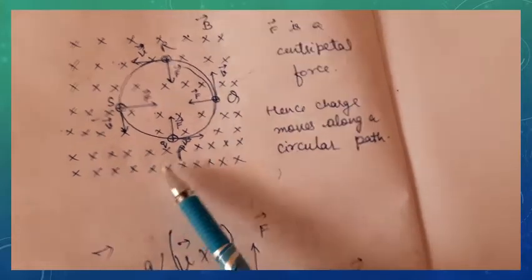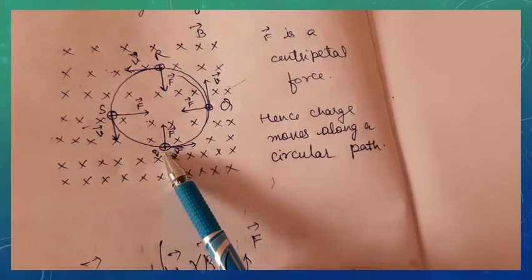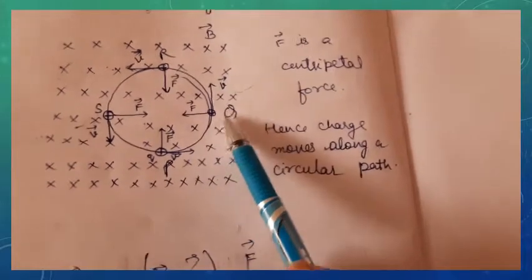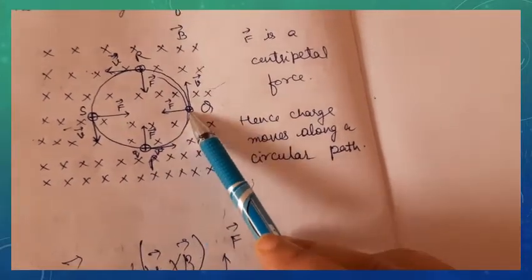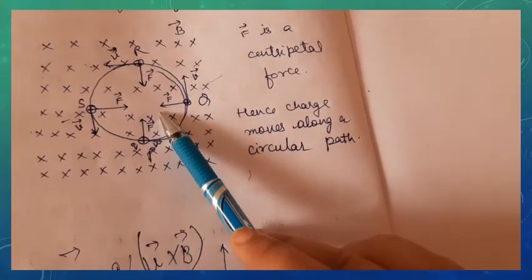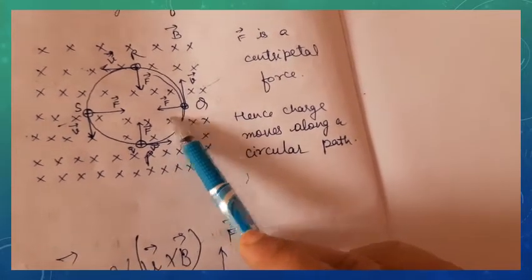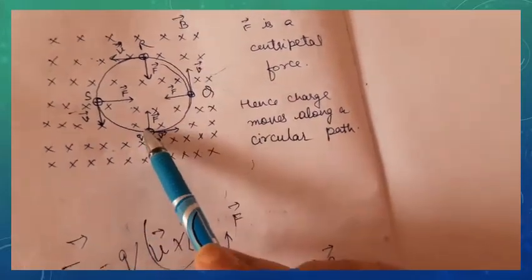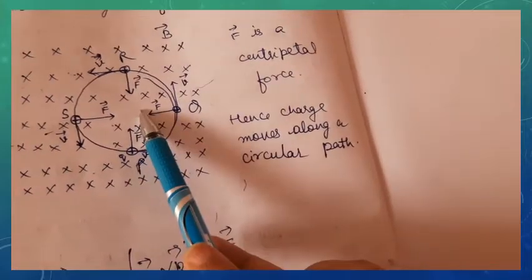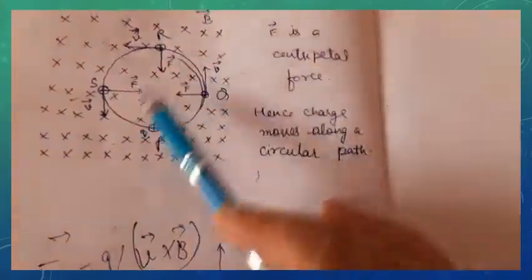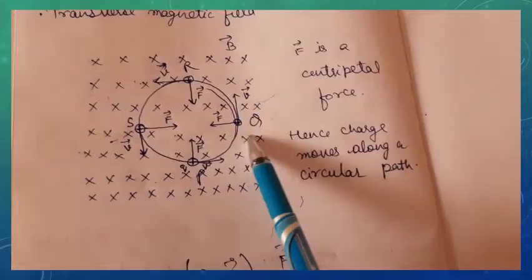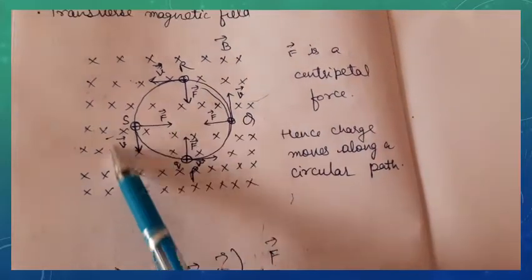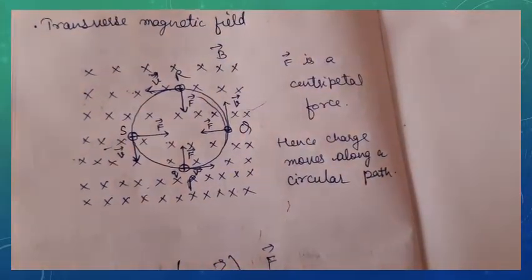Then it is observed that the direction of force is as shown. Now again at some other point Q, the direction of velocity is as shown. Then the corresponding direction of force will be this. In this way, the direction of force at every point is always directed towards the center of a circular path. So it acts as a centripetal force, and the charge moves in a circular path.